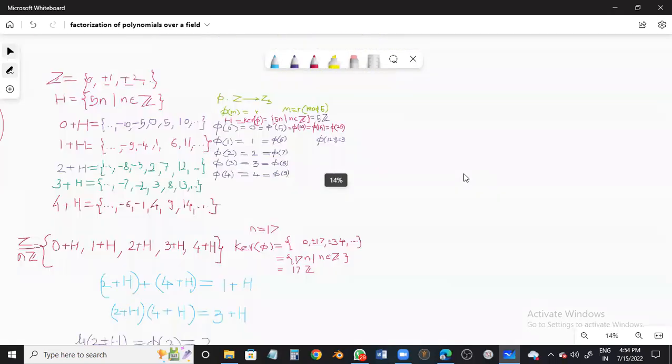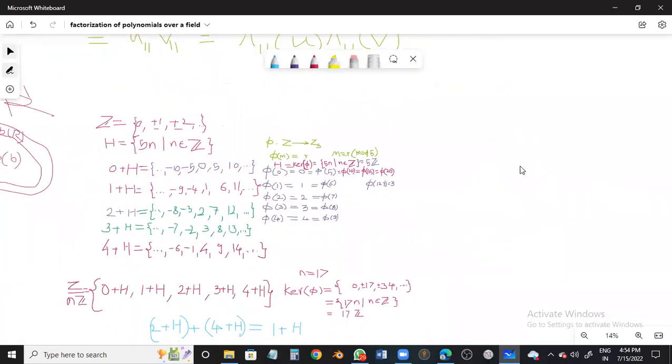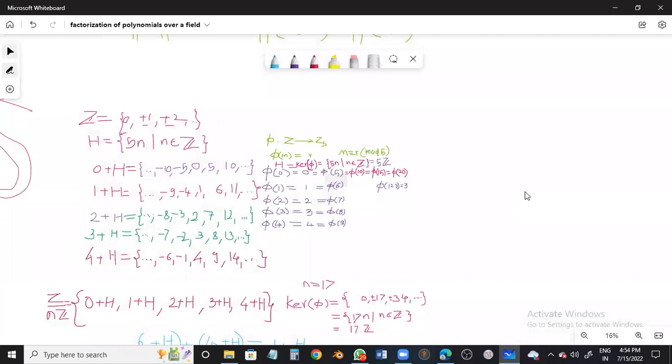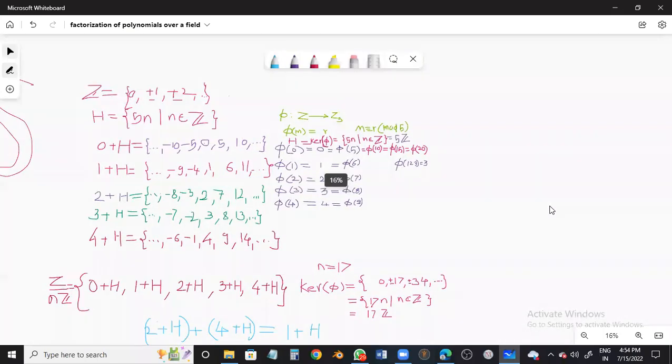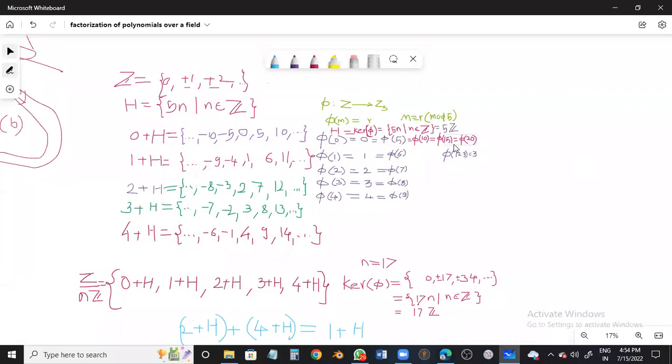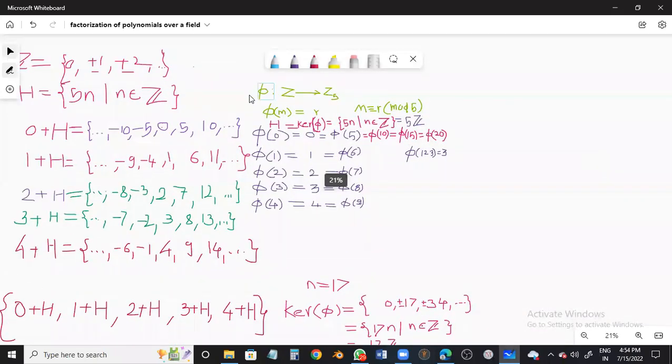Okay, here it comes. See, last time we dealt with this example. We are in the modulo 5 set. We are talking about phi from Z to Z5. And how is it defined? If you take any integer m, phi of m is nothing but the remainder when divided by 5, meaning m is congruent to r modulo 5. This r we are taking here.